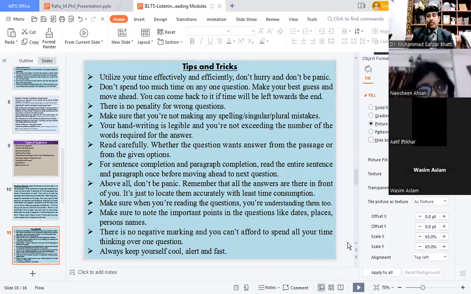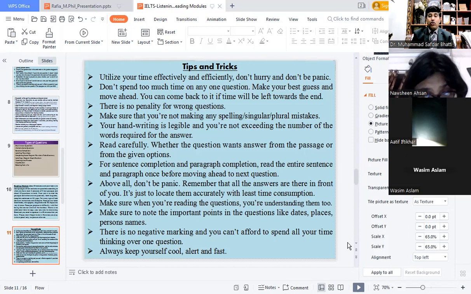What are its tips and some tricks? Utilize your time effectively and efficiently. Don't hurry and don't be panicked. Don't spend too much time on any one question. Make your best guess and move ahead. You can come back to it if time is left towards the end. There is no penalty for wrong questions.